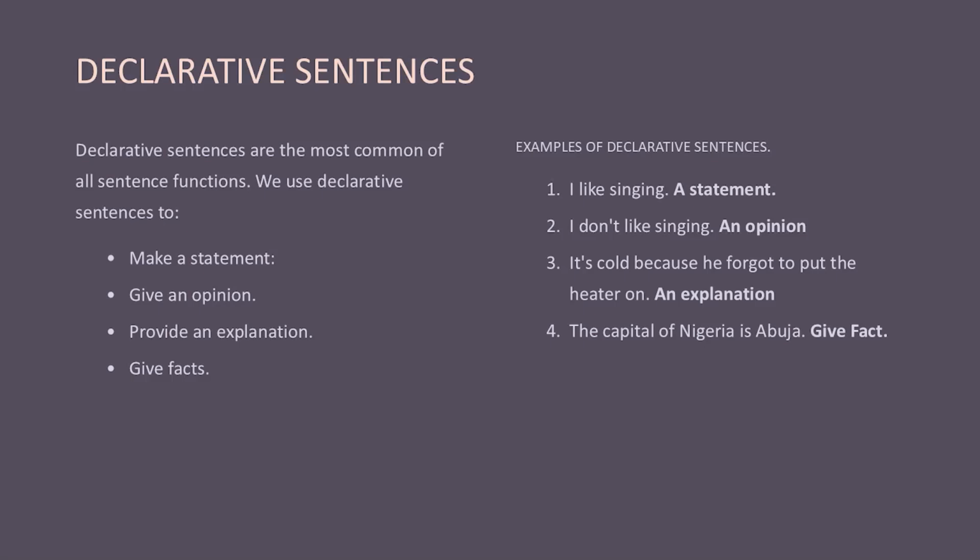The first one, I like singing, which is a statement. It is a statement, as we've said earlier on, that your declaratives can be statements. The second, I don't like singing. It is an opinion. Thirdly, it is cold because we forgot to put the heater on. It is an explanation. And the last one, the capital of Nigeria is Abuja, which gives a fact.